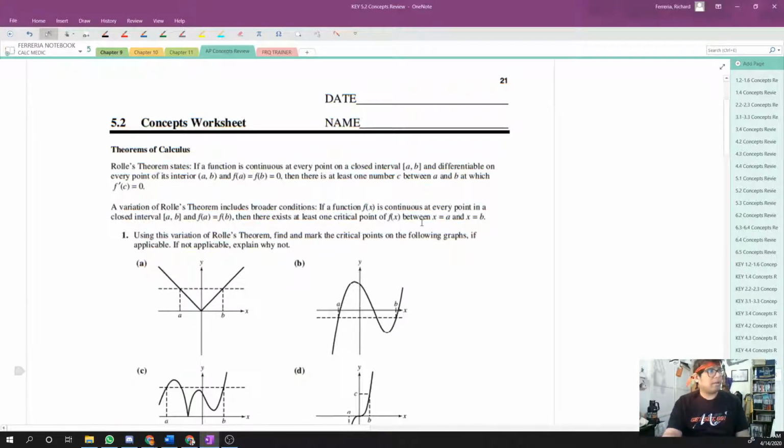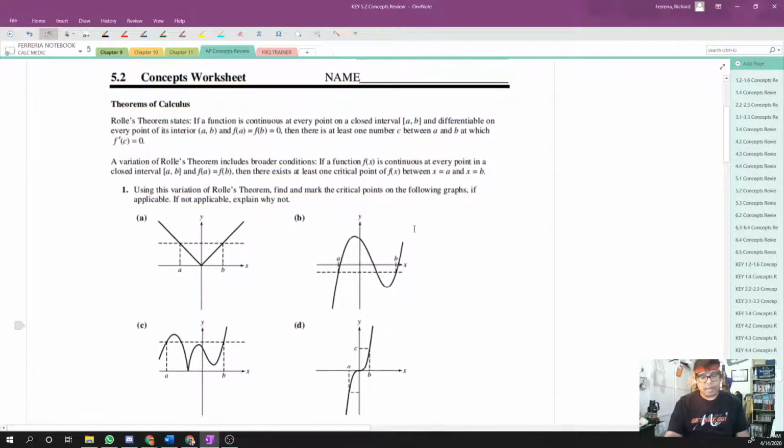So, looking at letter A, does this qualify for this variation? Is f of a equal to f of b? Well, I think it is. Looking over here, f of a and f of b, they are the same height vertically speaking. So, yeah, Rolle's theorem applies. Let's find the critical point, and it is right here. That's the place where the derivative doesn't exist.